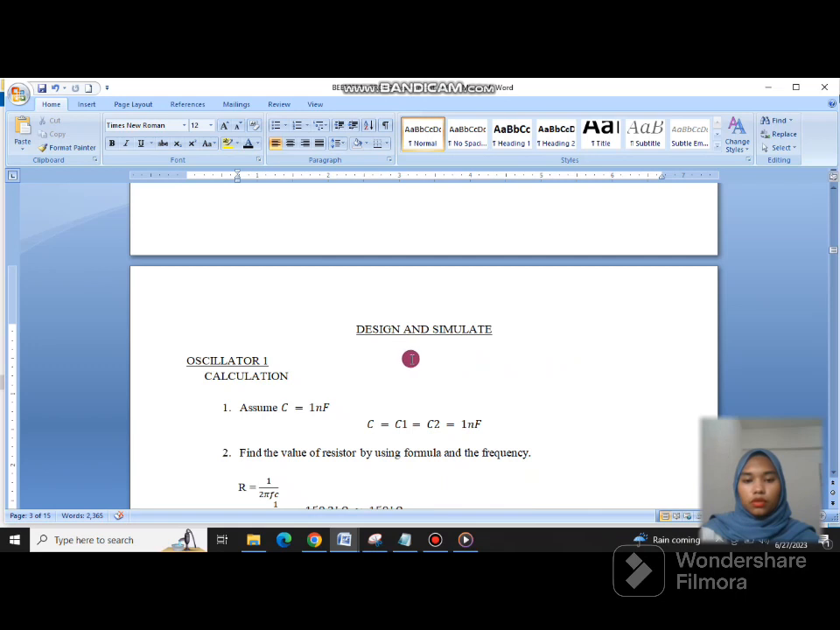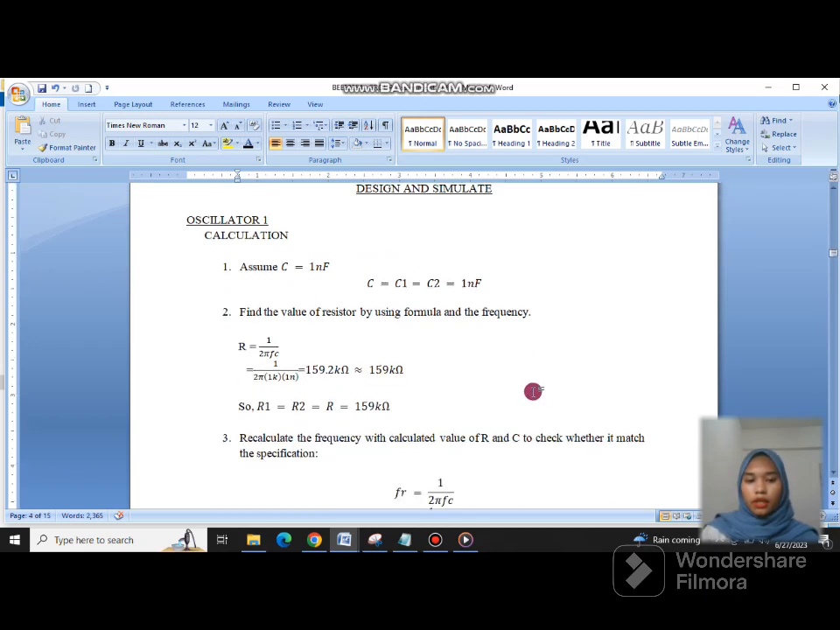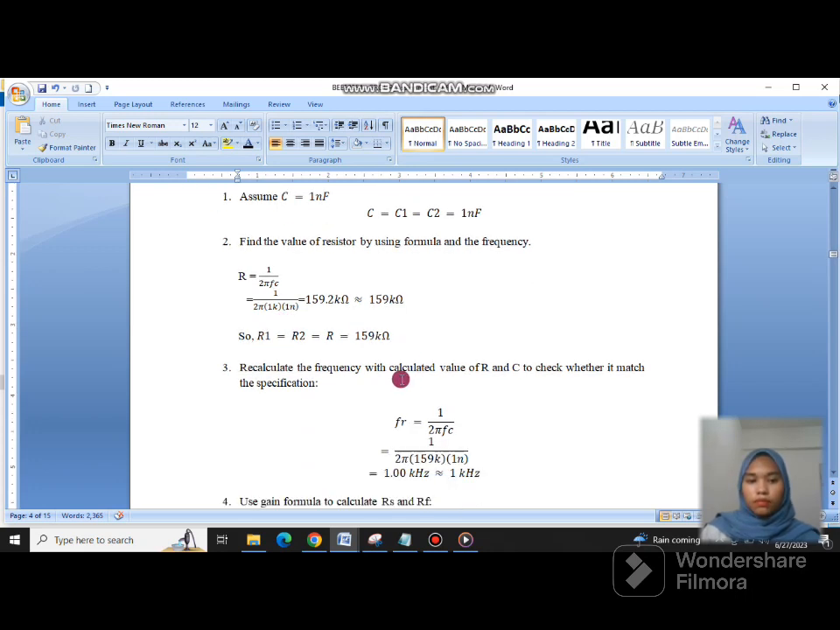Okay, next we go to design and simulate for oscillator 1. So, for calculation, number 1, assume C equal to 1 nanofarad. So, C equal to C1 equal to C2 equal to 1 nanofarad. Number 2, find the value of resistor by using formula and the frequency. So, R equal to 1 per 2 pi Fc. So, we get 159 kilo ohm. So, R1 equal to R2 equal to R equal to 150 kilo ohm.